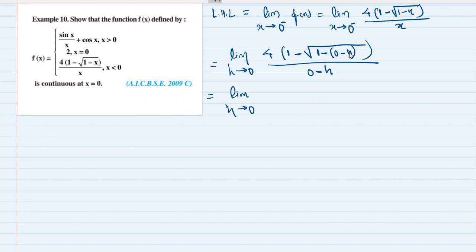This is definitely becoming 0. So 0 minus 0 is 0, 1 minus 0 is 1, root of 1 is 1, 1 minus 1 is 0, and 4. Oh, we cannot solve this because the numerator is becoming 0, so this is coming into the form 0 by 0, that is indeterminate form. So we cannot solve this like this, so we have to do something different. Let's see what we do.